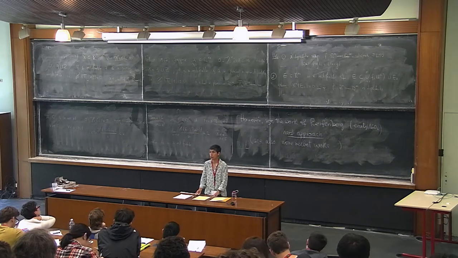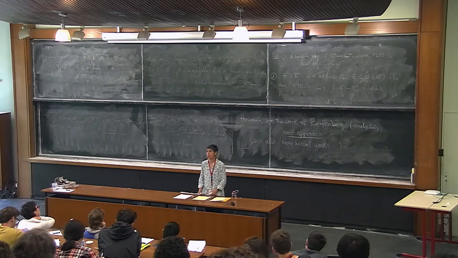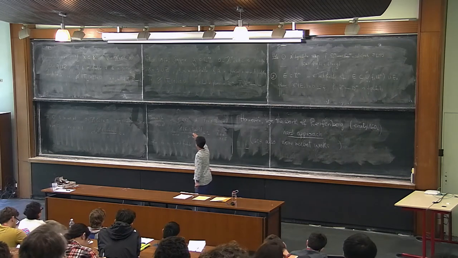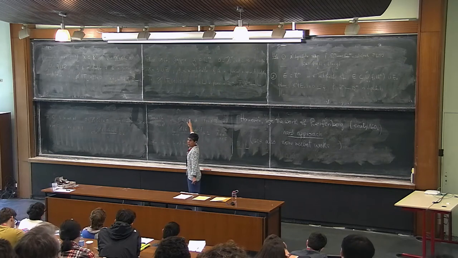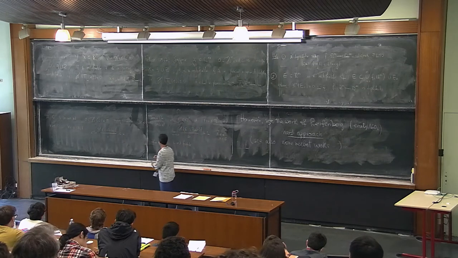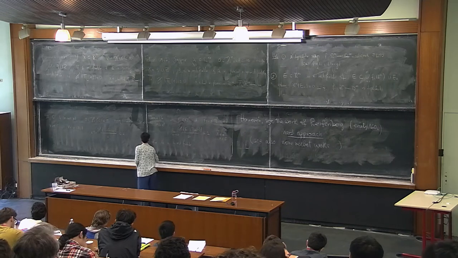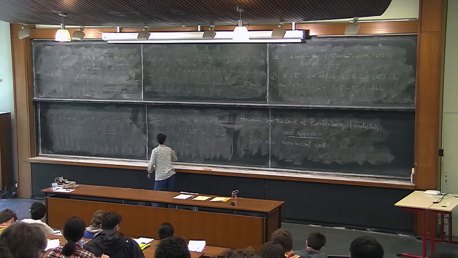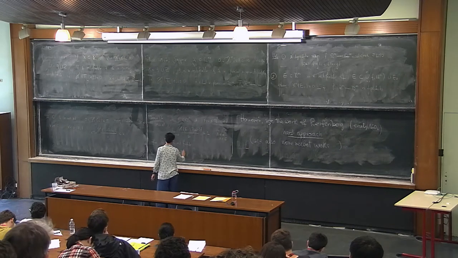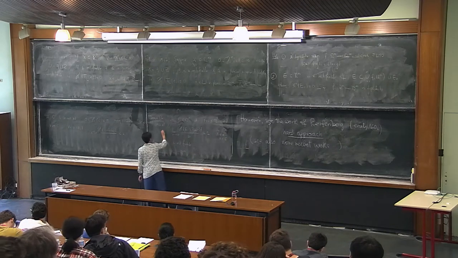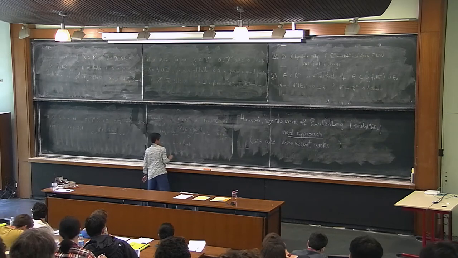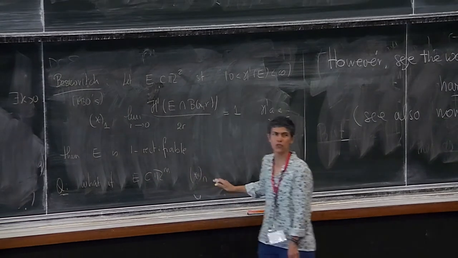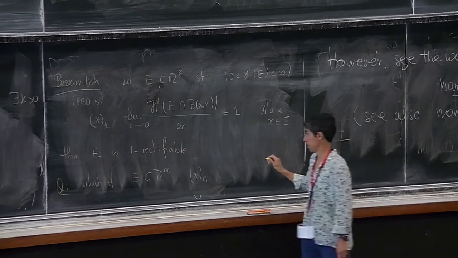And so two questions immediately come to mind. What happens if we change, if we're not in R2? So the question is, what if E lives in R^m and we have star 1 replaced by the correct star n? We'll talk about what that is in a minute.